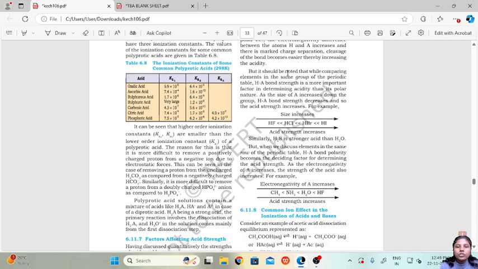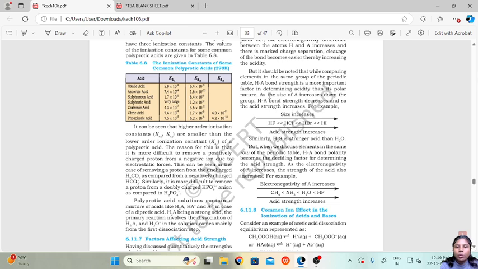Okay, but it should be noted that while comparing elements in the same group of the periodic table, H-A bond strength is a more important factor in determining acidity than its polar nature. So now when we are looking in the same group, where most of the properties won't have a huge difference, we majorly look at the H-A bond strength more than the polarity of the compound. Now, as the size of A increases down the group, H-A bond strength decreases and so the acidic strength increases.